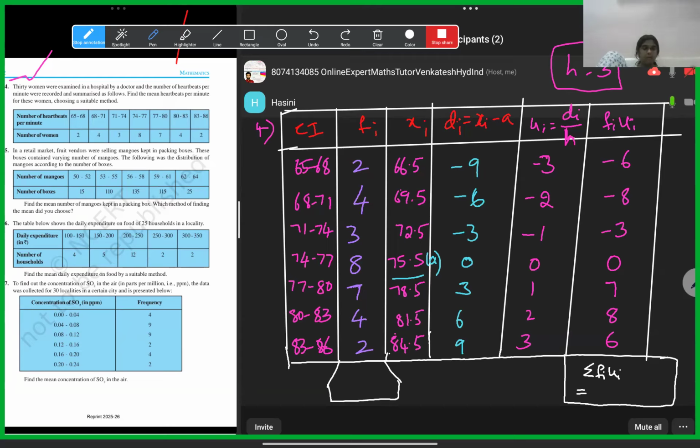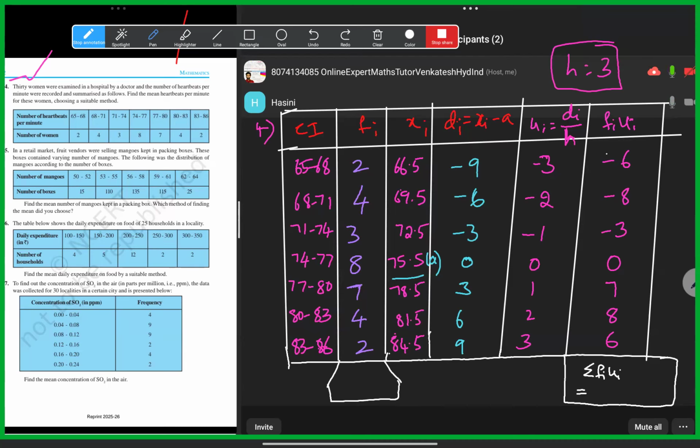Minus 10. Yes, minus 10 plus 8. Minus 10 plus 8, then minus 2. Minus 2 plus 6. Minus 2, 6.